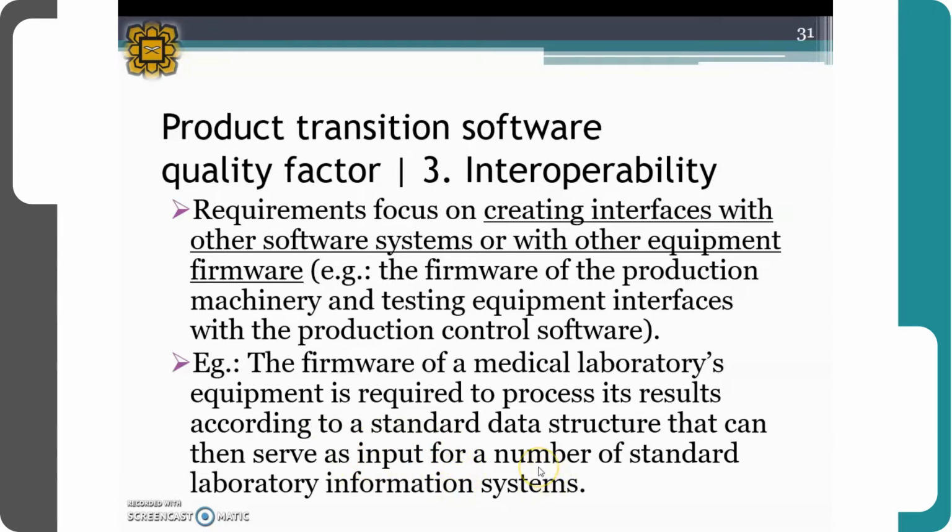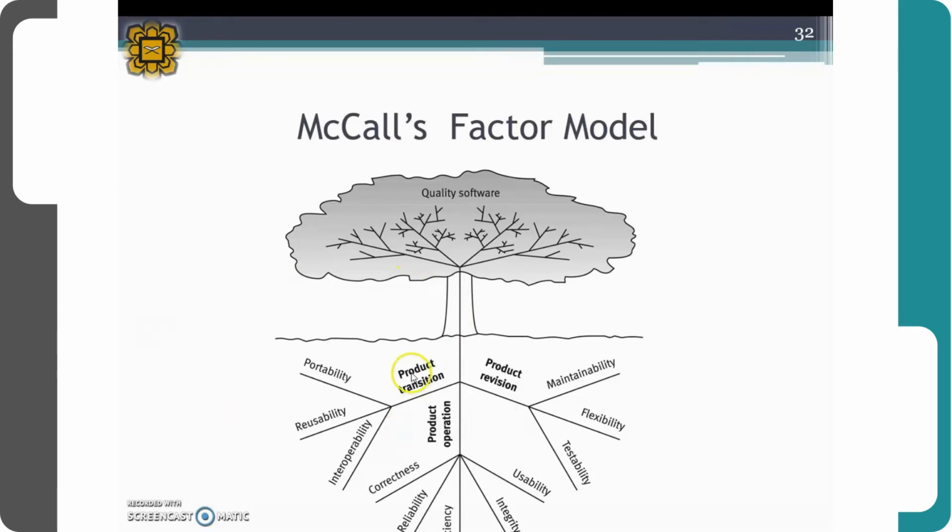So that means the output from your system may be an input to another system. So they must be interoperable. They must have this feature in order for them to be interoperable. Okay. For example, your data is stored in the student information system. It must be interoperable with other systems, because they are going to read your data from the student information system. So we have seen these quality factors from the three categories: okay, product operation, product revision, and product transition.